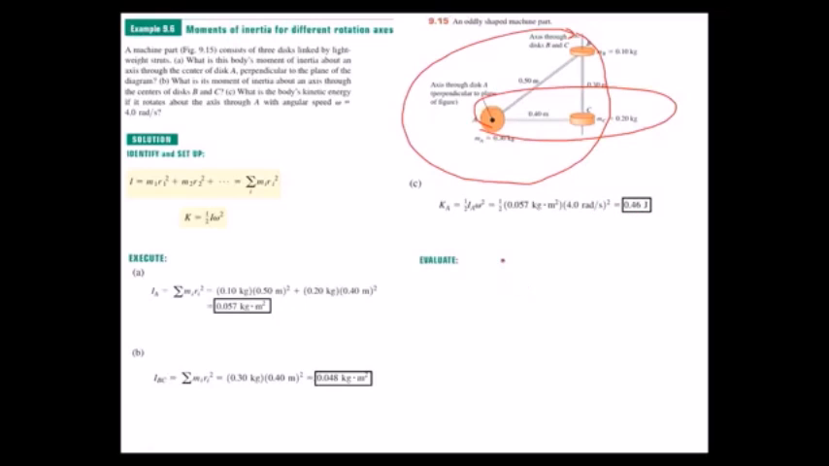And finally, I note that rotation about A, since it really involves 2 masses, and one of them is actually quite far from the axis of rotation, gives me a somewhat bigger moment of inertia than the other case for this axis of rotation. And this ends example 9.6.